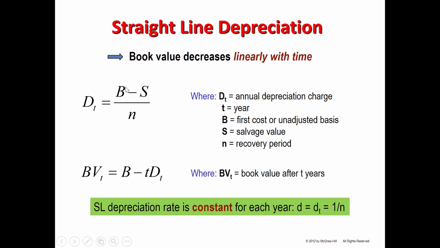The book value at other times can be calculated by the initial book value, so the first cost, minus however many years it has been in service, T, multiplied by the depreciation per year. So that's just saying the initial cost minus the depreciation per year multiplied by the number of years. Now remember, in straight line depreciation, the amount is constant every year.